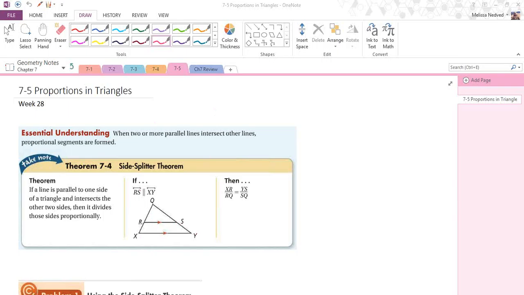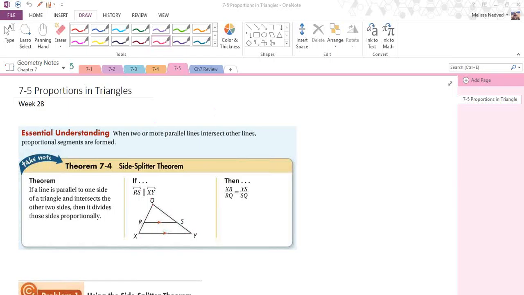So they have it set up, they say, hey, XR, this bottom left side, over RQ, the left top side, is equal to YS, the bottom right side, over the top right side, QS. Now remember section 1 when we looked at proportions, we talked about lots of different ways to write the same proportion. So in this case, they did left bottom over left top equals right bottom over right top. We could do left bottom over right bottom equals left top over right top. Remember, there are those ways that we can rearrange it, and it's still true.